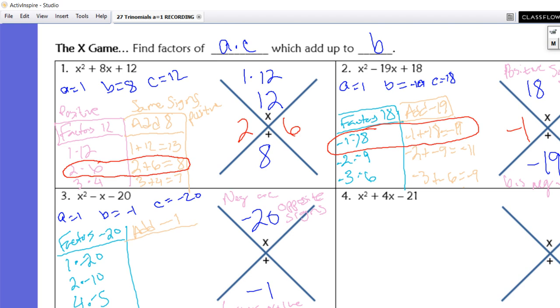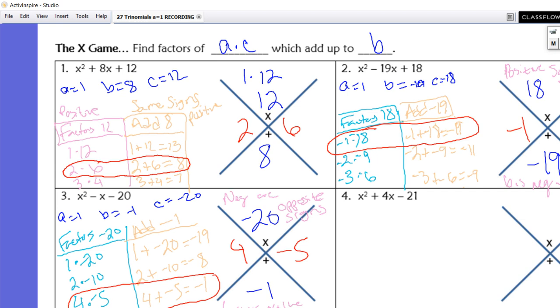So now I'm going to add to -1. So 1 plus -20 is -19. 2 plus -10 is -8. 4 plus -5 is equal to -1. So that last line is the one that I need to use for this problem. Okay, so when I do my factoring, I'll be using the 4 and the -5.